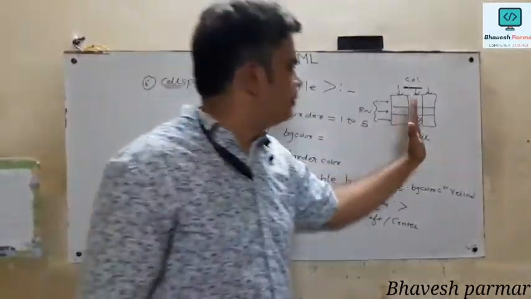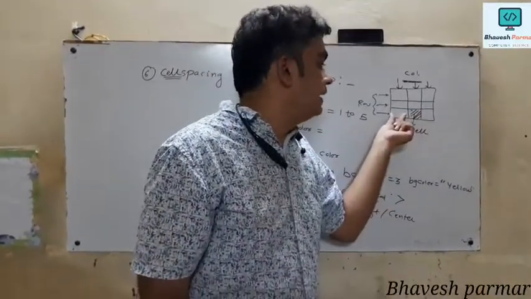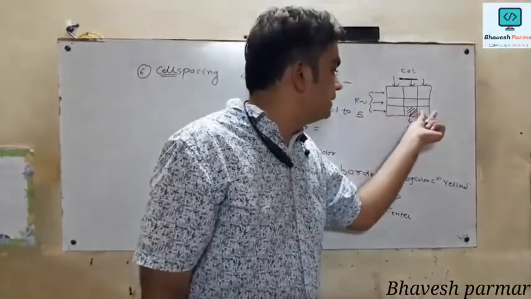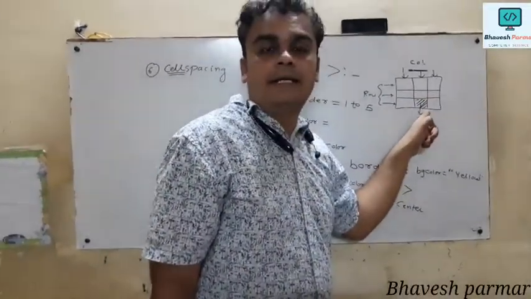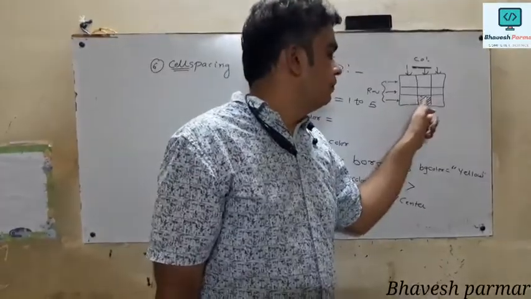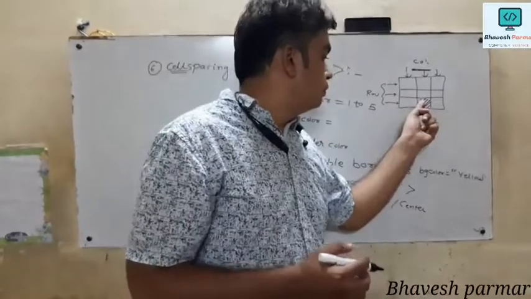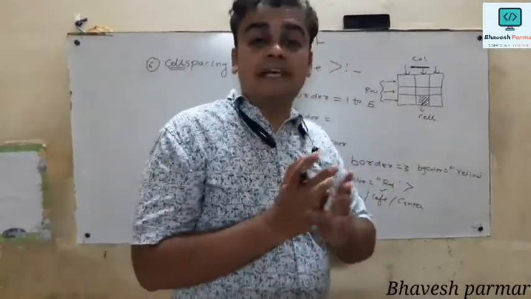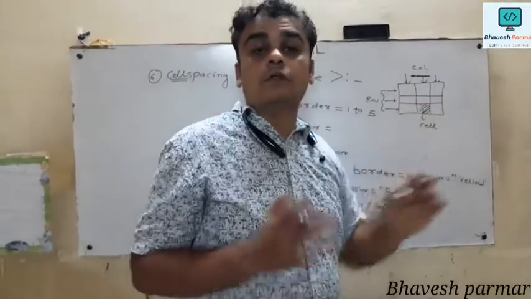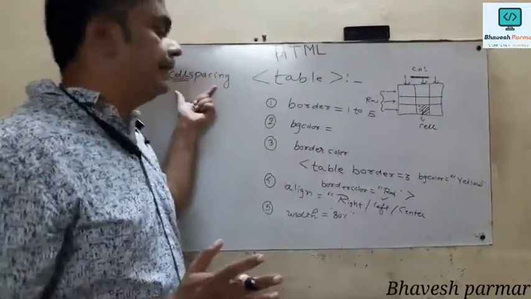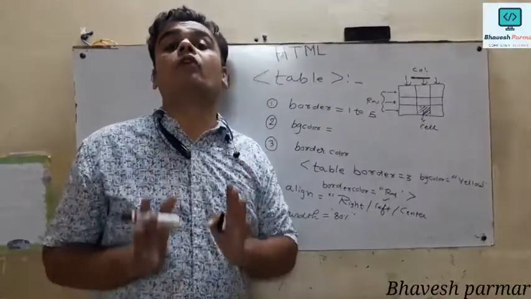Generally, if we observe this table, what happens? If we observe this cell and this left side cell, this right side cell, there is a common line appearing between these two cells, meaning no space is given. So if we wish to change the space between these two cells, we can use the cellspacing attribute, and the value is represented in the form of pixels.